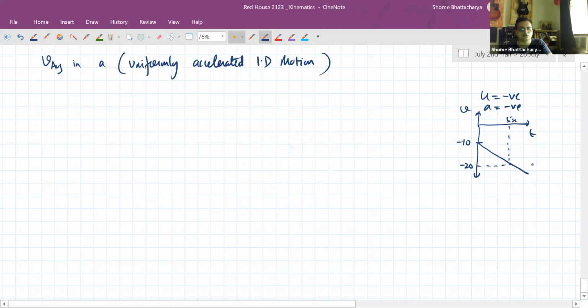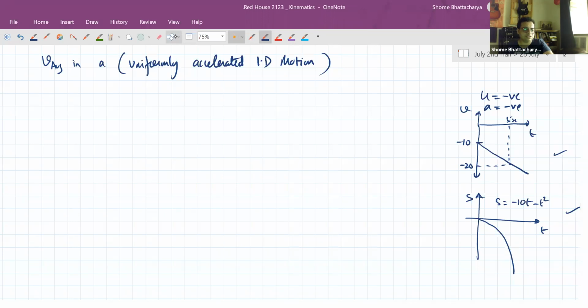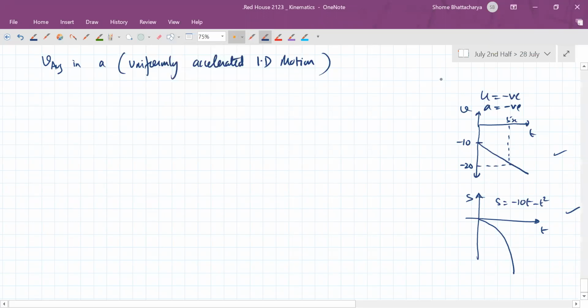So instead of this, we'll just reverse our axis so that both become positive. Our s versus t graph in this case will look like this, because s would be equal to, let's say, -10t minus t square or something like this. So it will look like a mirror image of that graph where it was 10t plus t square. In that sense, these two graphs are not different. They have the same behavior. That's why we are not taking those cases separately. You understand? Yes, sir.